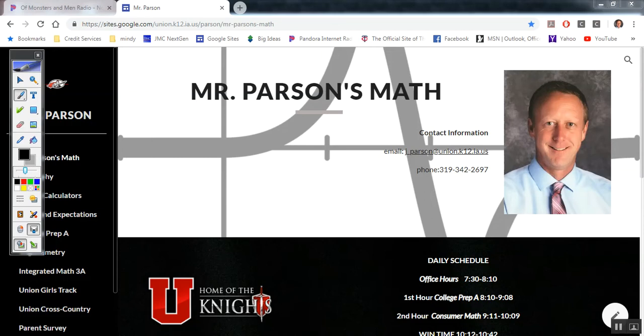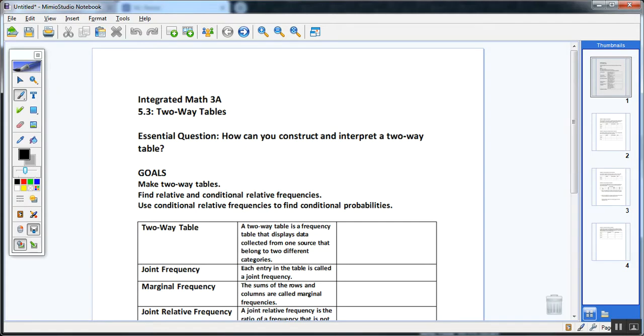Kids, we're going to start talking about what's known as two-way tables. We're going to talk about some conditional probabilities, but there's going to be a lot of terms today, and we need to make sure we understand what the terms are. I think we touched on this a little bit last year if you were with me in Integrated 1, and I think this should make a lot of sense.